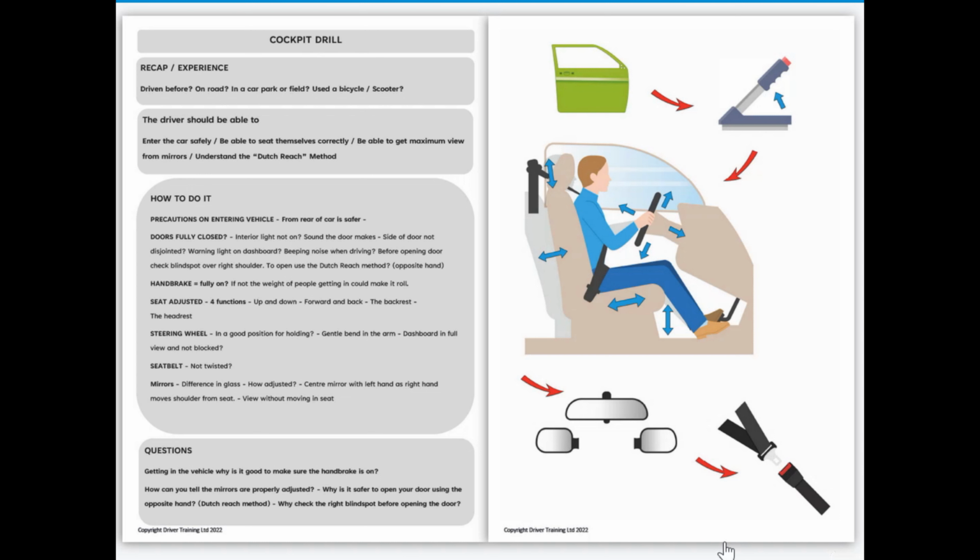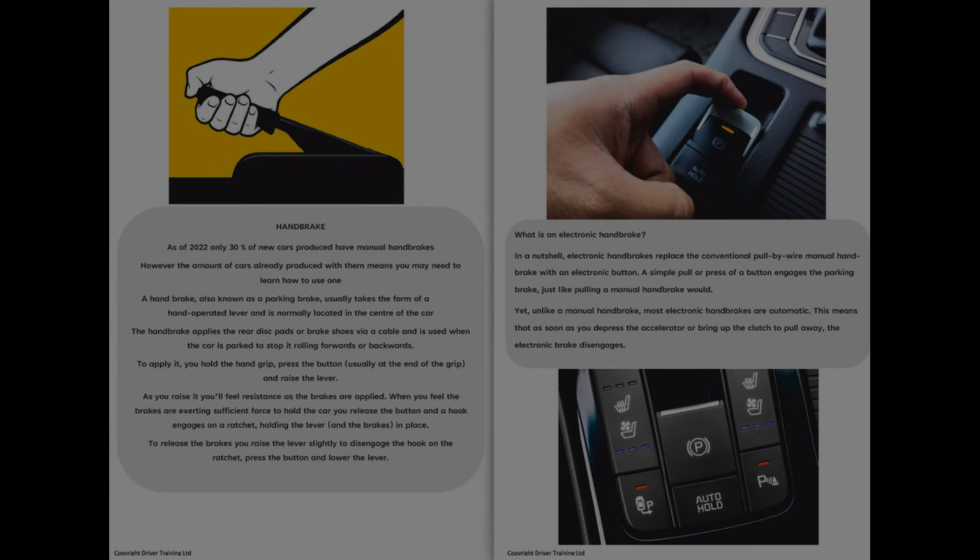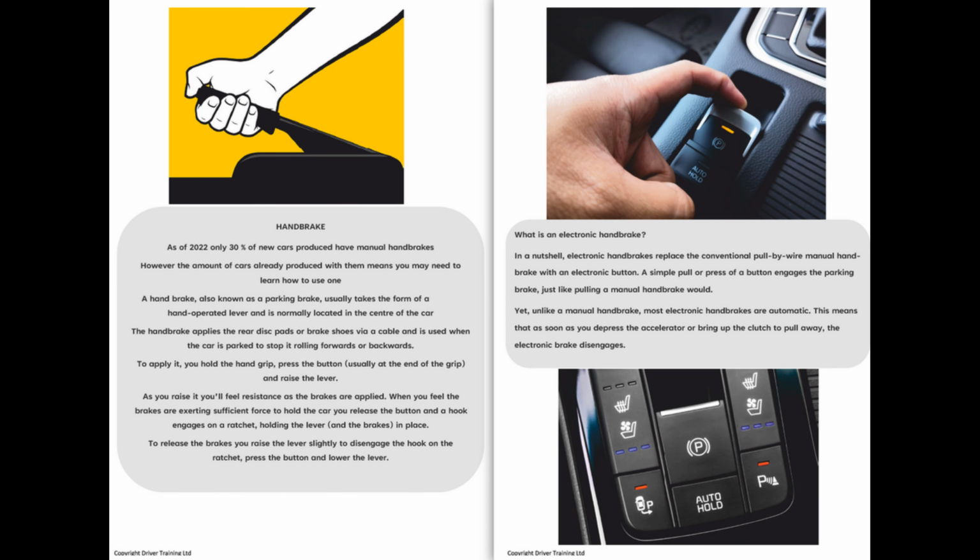So then we go on to the handbrake. Now, generally, if you've got an older pull-up handbrake, you would make sure that this was the first thing you did, because as the extra weight was put into the car, if the handbrake wasn't on and you were on a bit of a hill, the more weight that got in the car, the more likely it was to just start rolling. So it's always a good idea if you've got the older type handbrakes to do this.